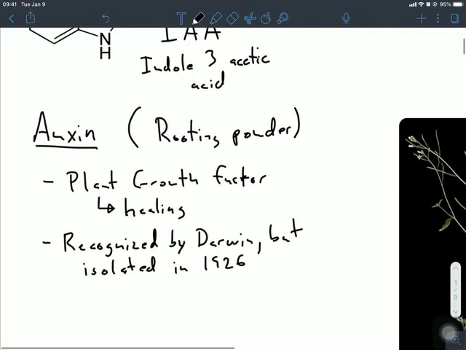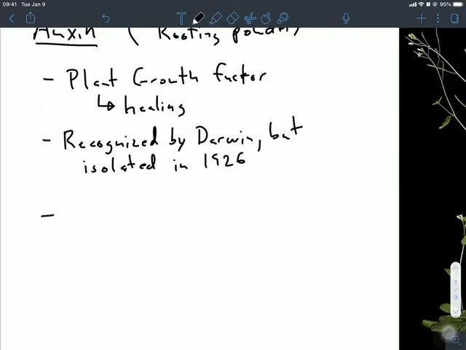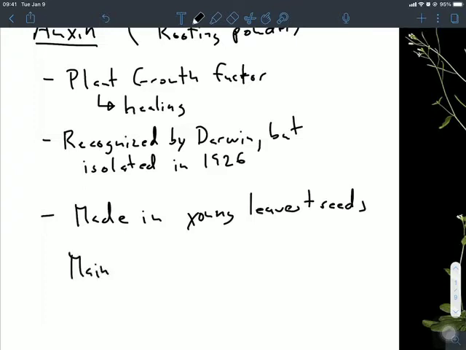Now, auxin is primarily made within young leaves, as well as seeds. So it's going to be sourced from our green materials or early developing materials, and it's going to help maintain apical dominance. So you're going to move it towards your apical meristems of your plant, primarily towards your roots.